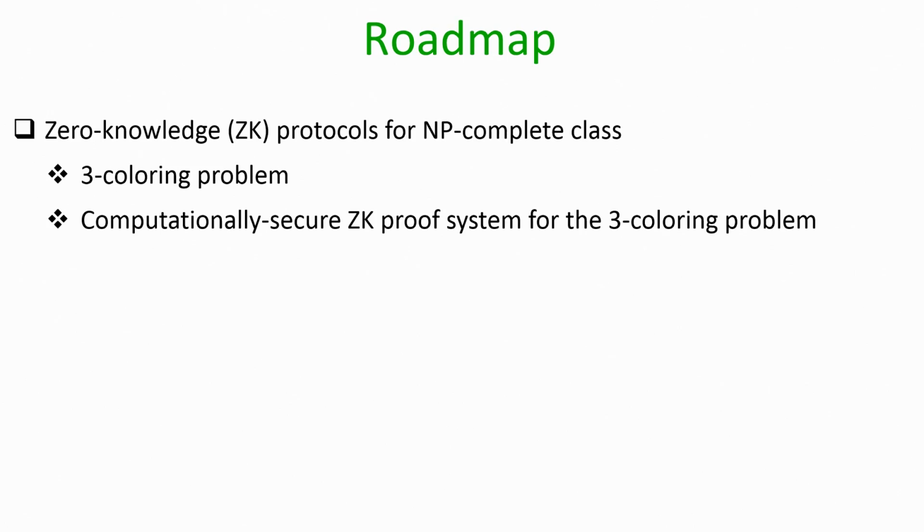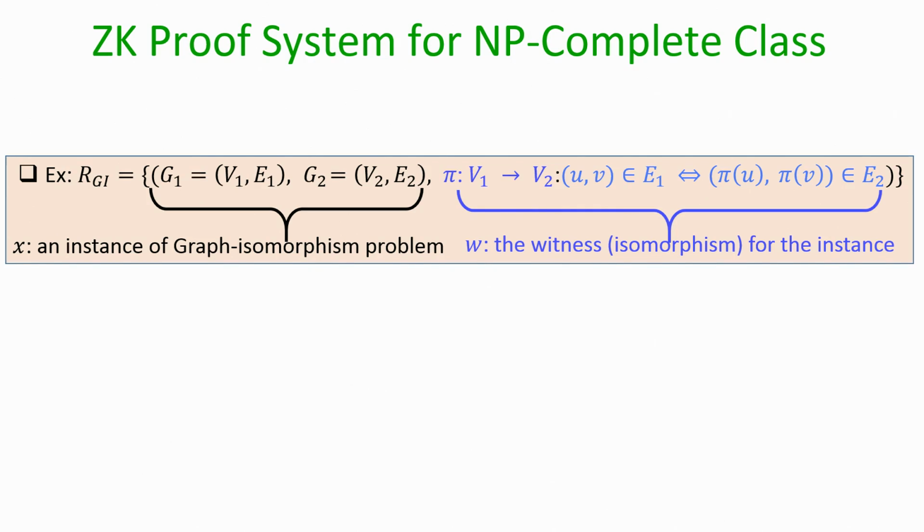Just a quick recap, in the last lecture we started our discussion on zero knowledge protocols. So, in this lecture we will continue our discussion on zero knowledge protocols. Specifically, we will introduce zero knowledge protocols for the NP complete class. For that we will introduce the 3 coloring problem and we will see a computationally secure zero knowledge proof system for the 3 coloring problem.